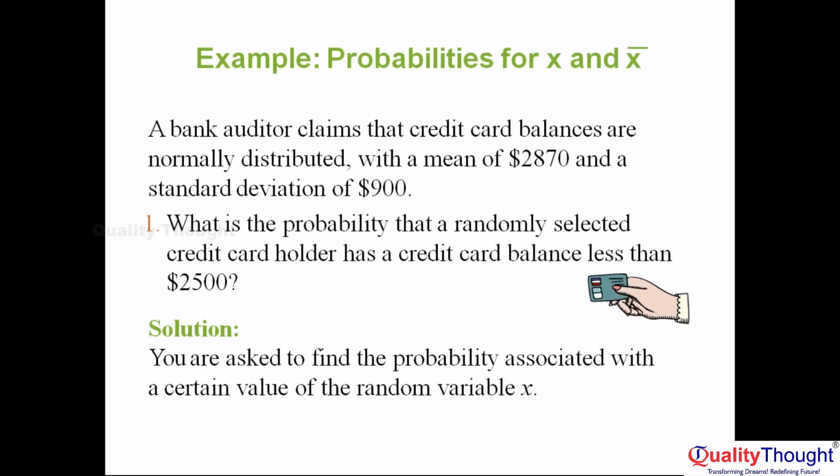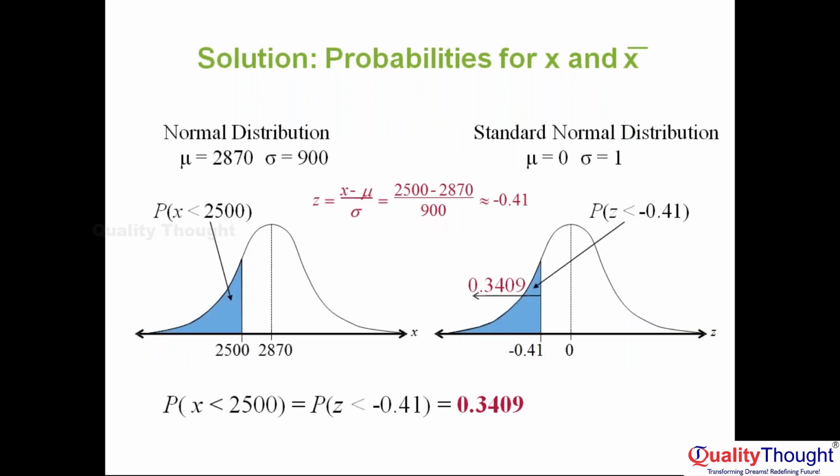Randomly selected credit card holder means any one credit card holder that you are selecting, not a big issue. Even if you take a sample out of them, that should become normally distributed, no doubt about it. So in order to identify the probability, you can directly substitute everything. You will get the z-score, which is going to be minus 0.41, and the probability is going to be 34%. Are you all with me?